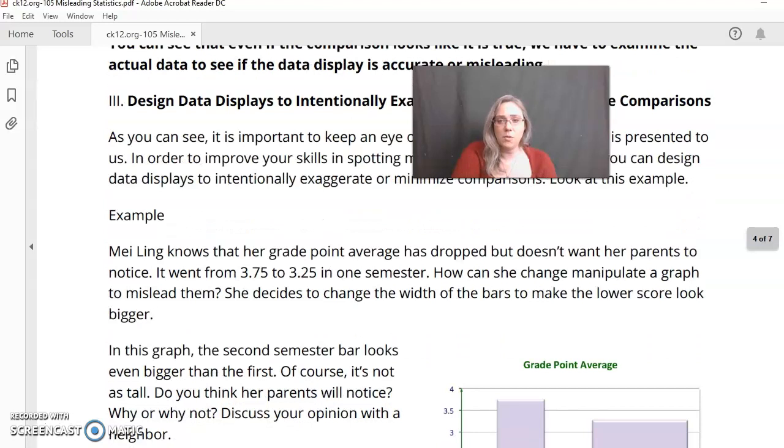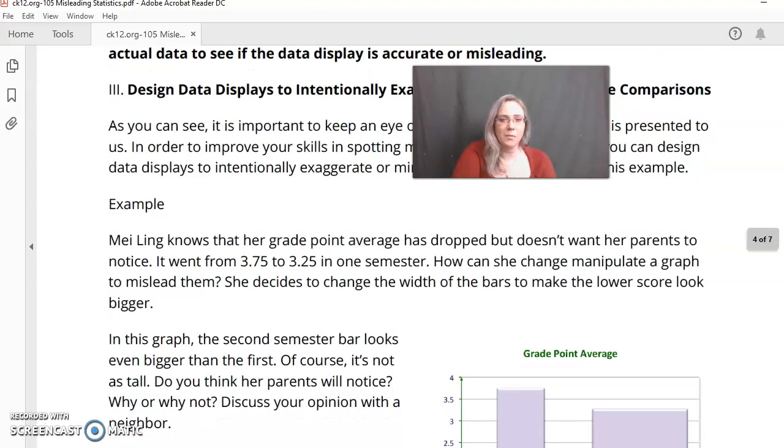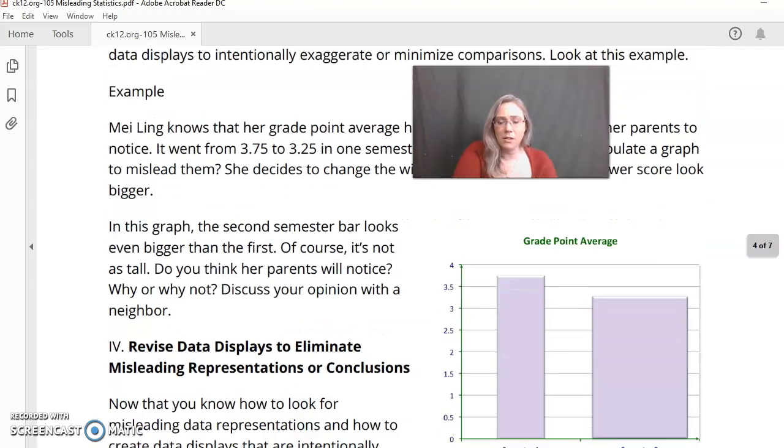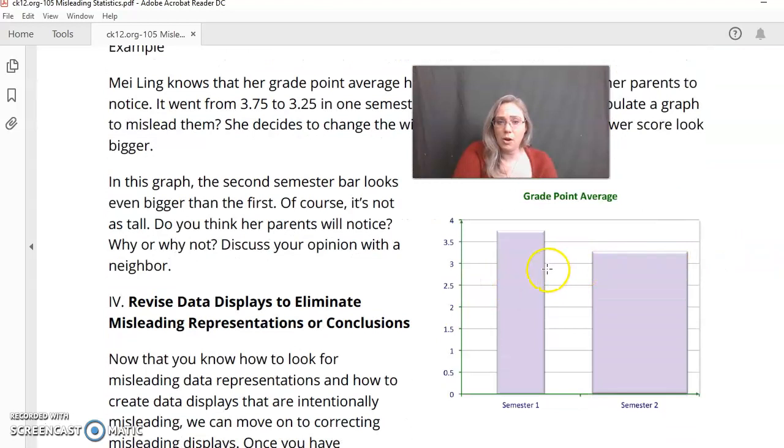How can she manipulate a graph to mislead them? She decides to change the width of the bars to make the lower score look bigger. So here she has one that's narrow and one that's much wider. Another thing she might have done is make the scale a little bit bigger.